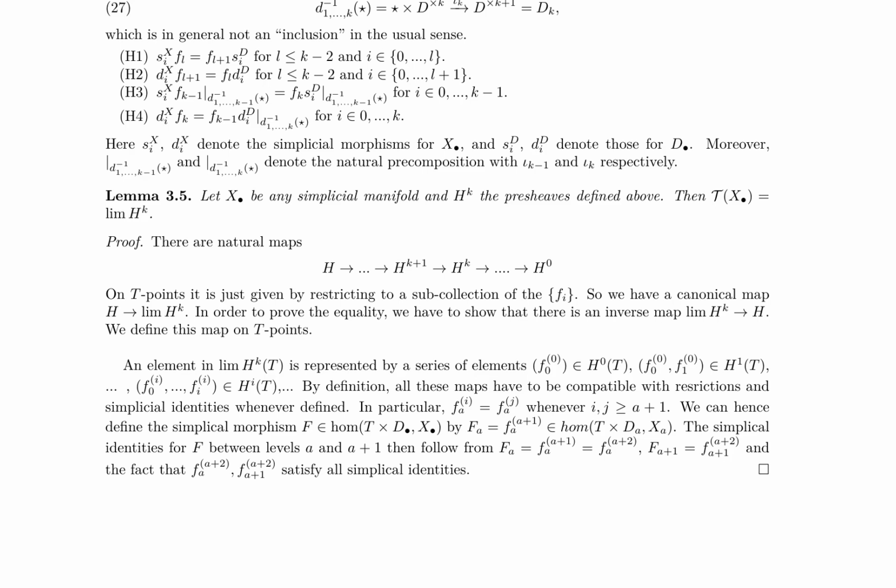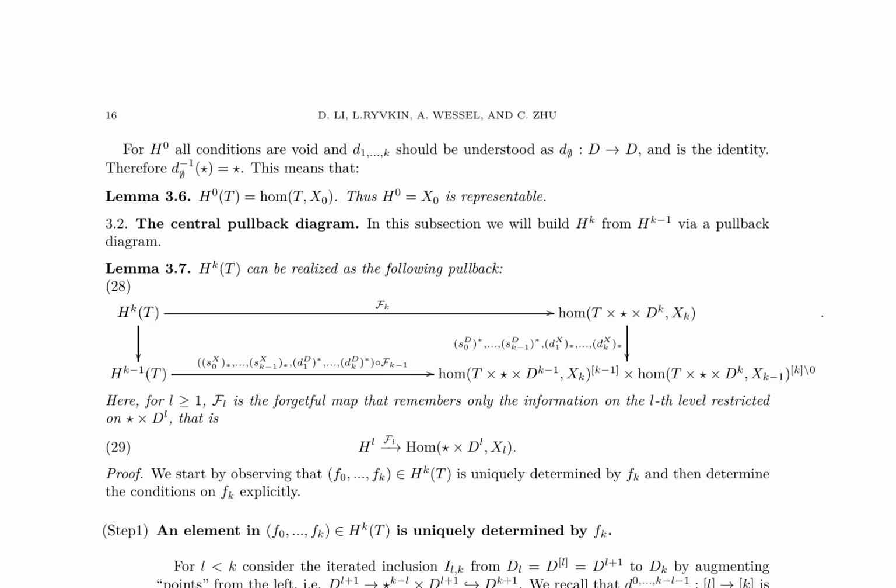The proof of T, X, being the limit is achieved by defining a canonical map H right pointing arrow LIMHK and showing its inverse map LIMHK right pointing arrow H exists. This process involves defining a simplicial morphism F from the elements of LIMHK, T, to X, ensuring compatibility with restrictions and simplicial identities.